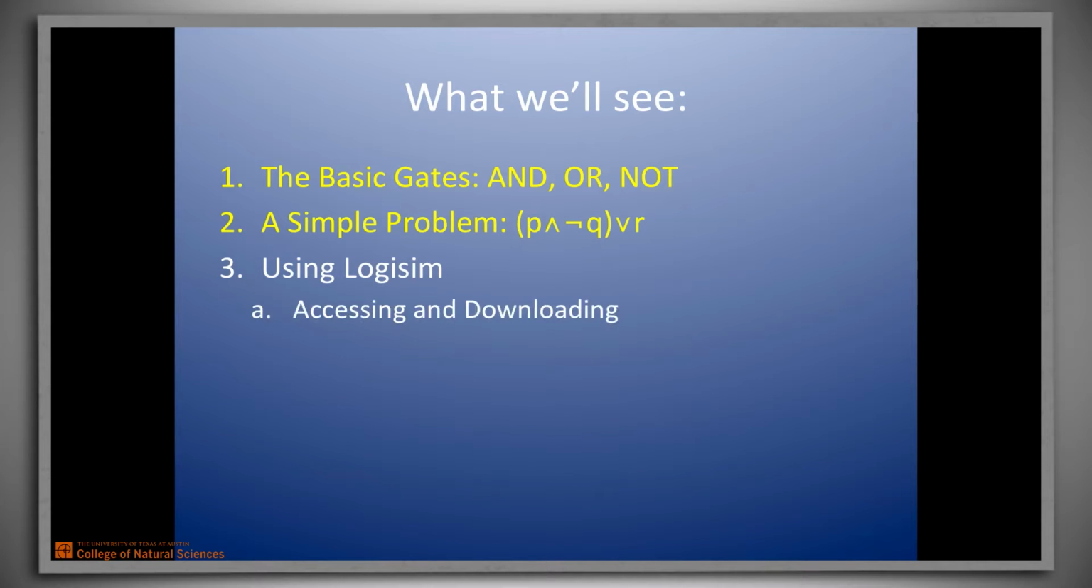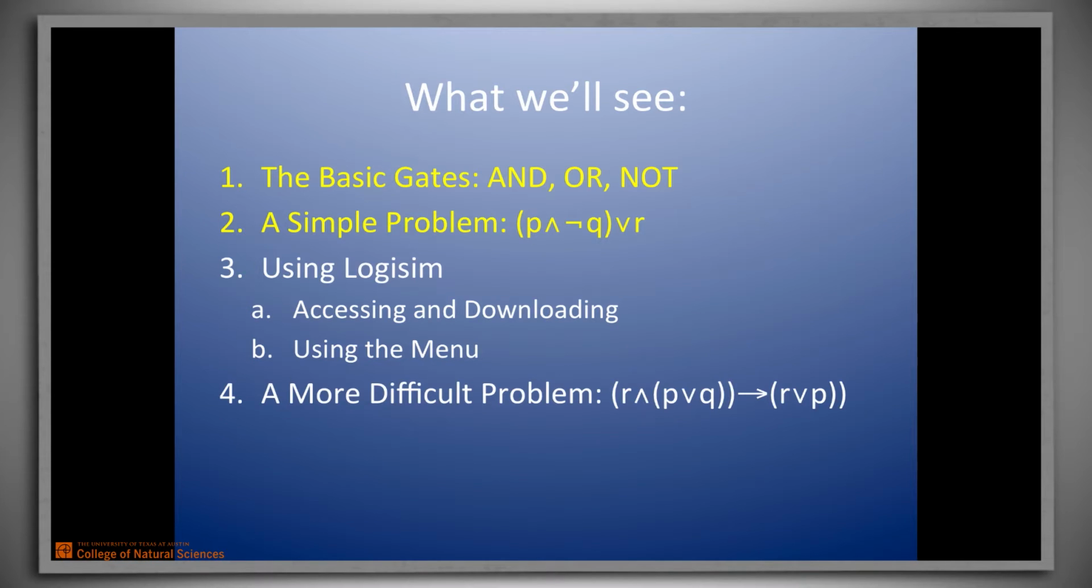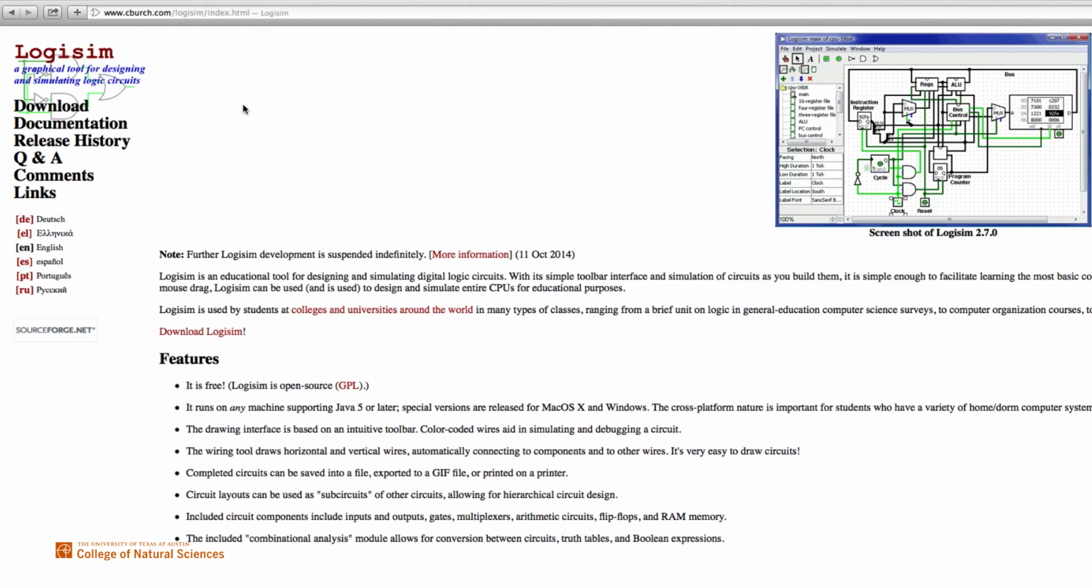To use Logisim, first we need to access and download it. I will show you how to do that. Next, I will show you how to use the menu to actually do the design. We will do a more difficult problem, one that has an implication operator in it. And finally, I will show you an application for digital design, namely lighting up one particular segment of a 7-segment digital display.